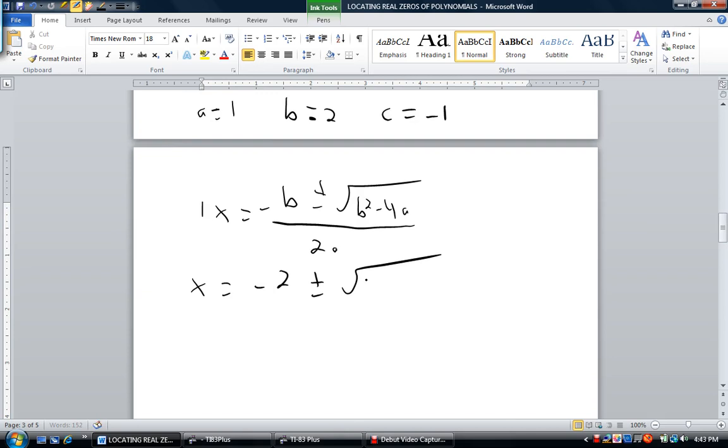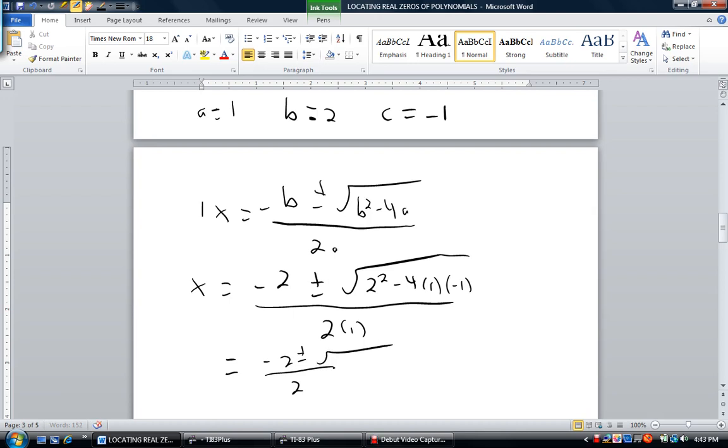And so we're just going to substitute those in. 2 squared minus 4 times 1 times -1, all over 2 times 1. And we're just cleaning it up. So we get -2 on top, and we got 2 on the bottom. 2 squared is 4. -4 times 1 times -1 is a positive 4. 4 plus 4 is 8. It's positive 8.